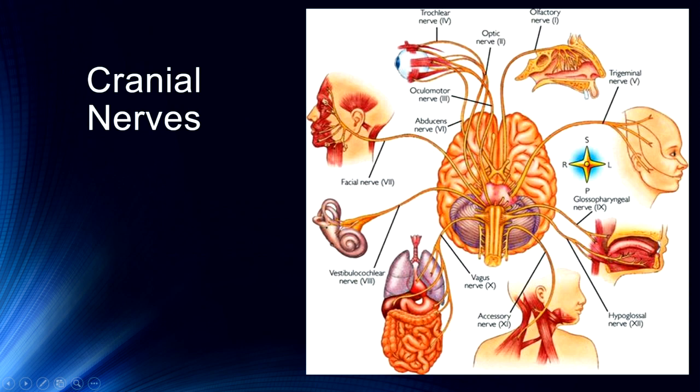We have the trochlear nerve, the optic nerve, and the oculomotor nerve. All of these are involved in visual processing, moving the eyes, etc. We have the olfactory nerve, which is our sense of smell. The trigeminal nerve, which is primarily facial nerves.